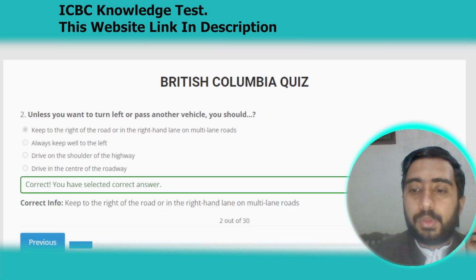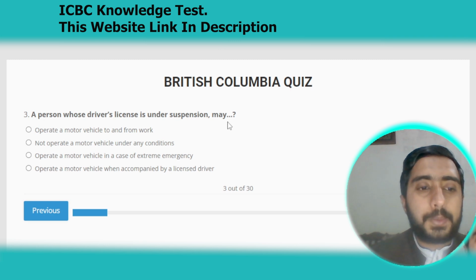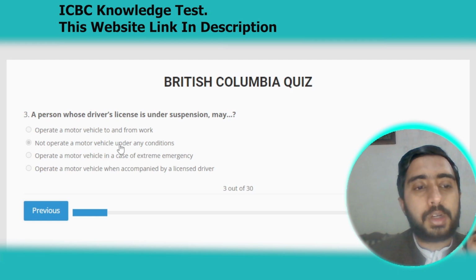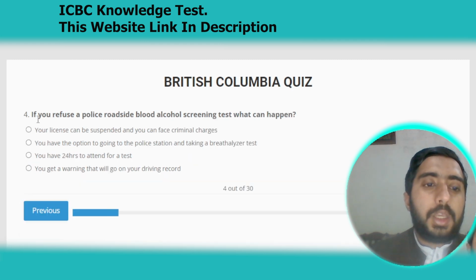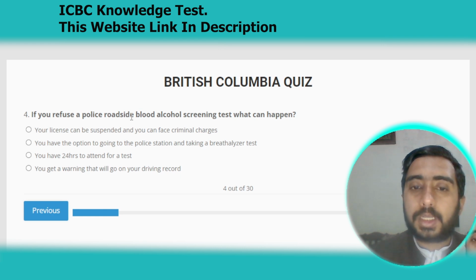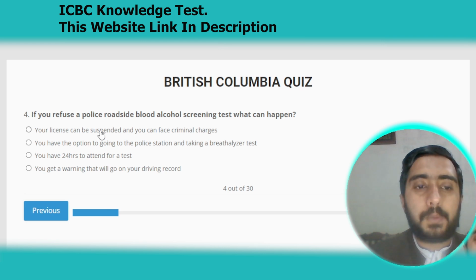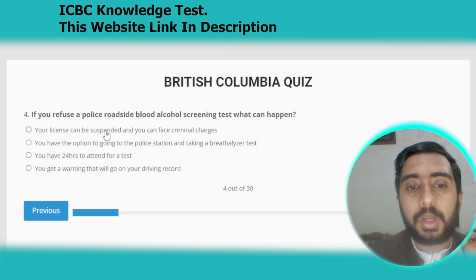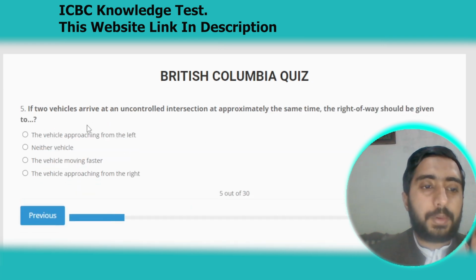Option A. Next one, question 3. A person whose driver license is under suspension may not operate a motor vehicle under any condition, which is option B. Next one, question 4. If you refuse a police roadside blood screening test, what can happen? Your license can be suspended and you can face criminal charges. Option A. Next one, question number 5.